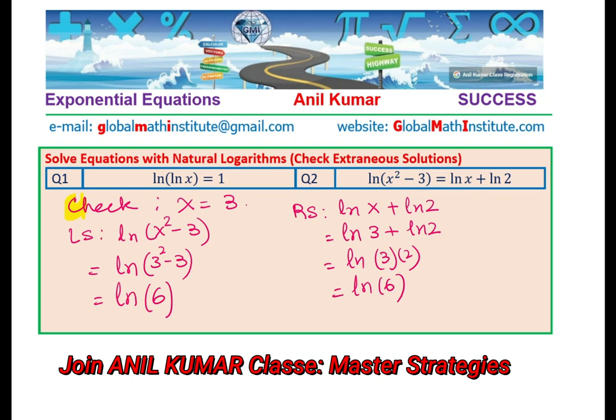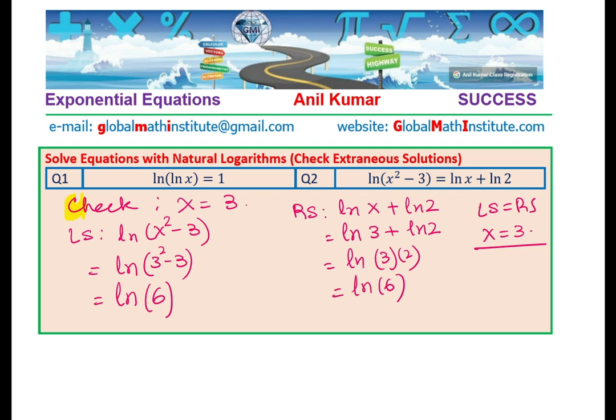So do you see, we have both left side equals to right side for x equals to 3. Makes sense. That is why we can say that x equals to 3 is the solution of our second equation. I hope the concept is absolutely clear.